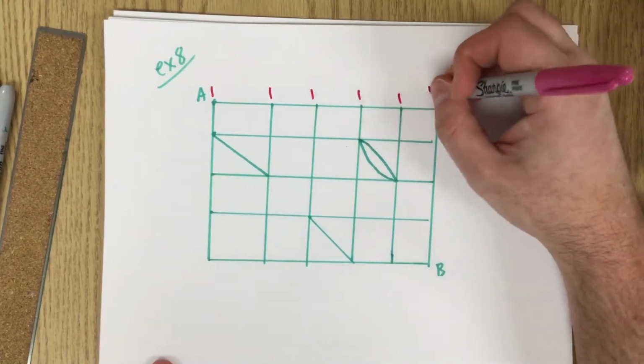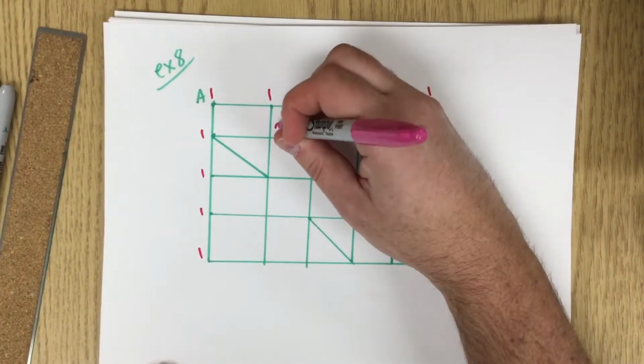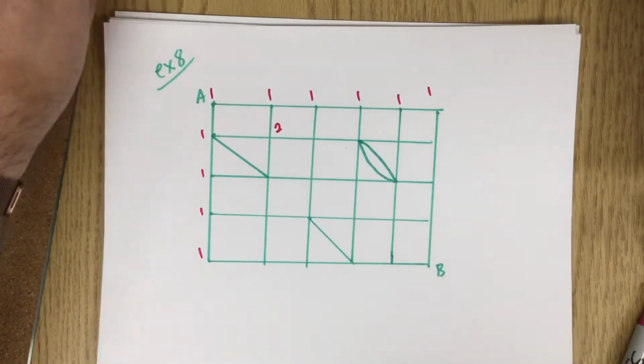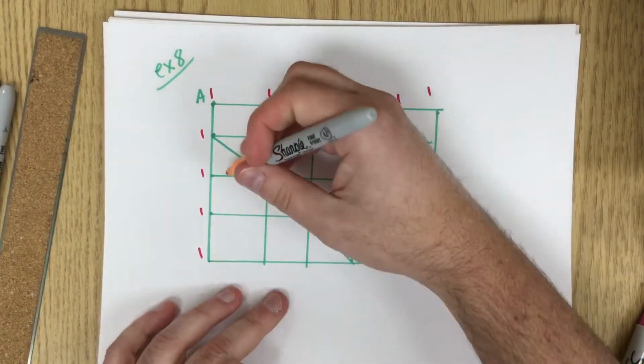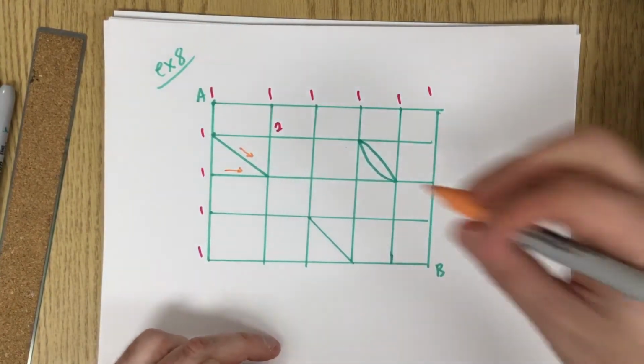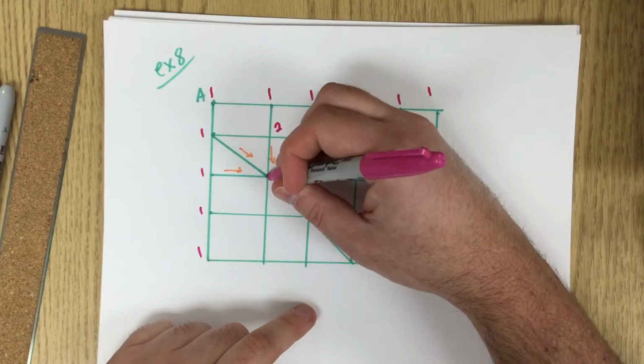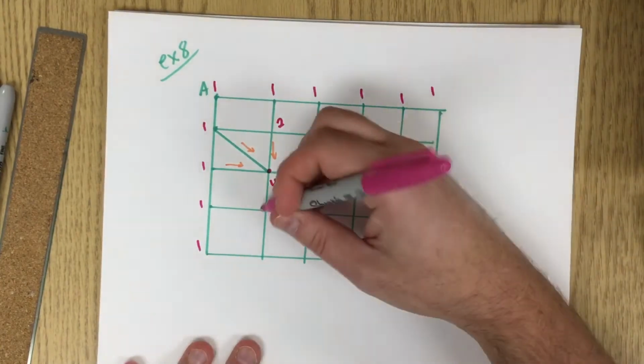So there's only one way to get there, one way to get there, nothing has changed on that one. Two ways to get here. Now this one is going to be the first interesting one. So there's one way from there, one way from there, and two ways from there. And all three of those ways feed into that point, so that's going to give us a total of 4.